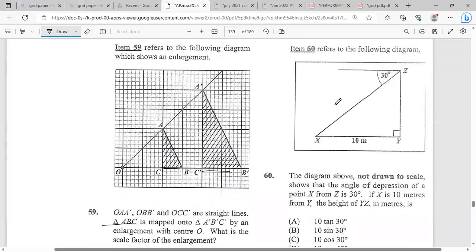Item 60 refers to the following diagram. The diagram above, not drawn to scale, shows the angle of depression of that. If x is 10 meters from y, the height of yz meters is. So put our 30 degrees and we say, all right, opposite over hypotenuse.